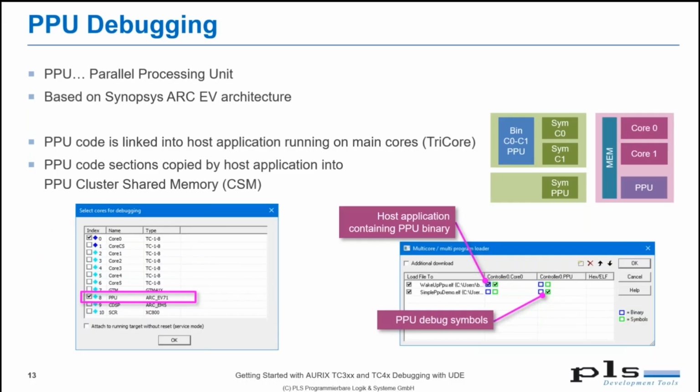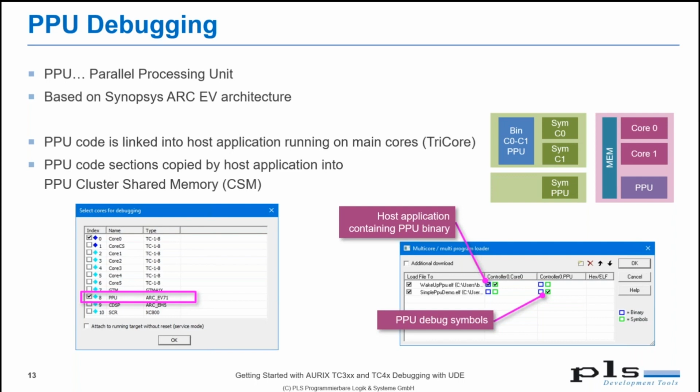Okay, time is almost up, so I'd like to come to an end and have a look at the other module that is new in the TC4, which is the PPU, which is based on another architecture. It's based on the Synopsys ARC EV. And this PPU is intended for data processing and is dedicated to support AI applications.